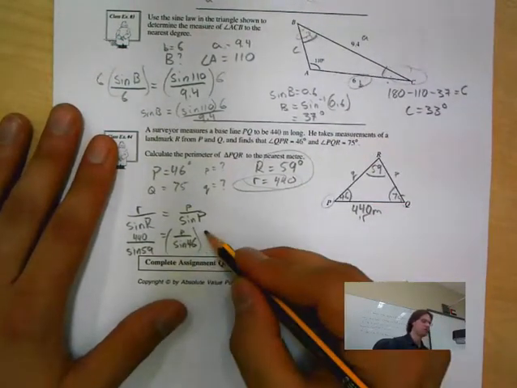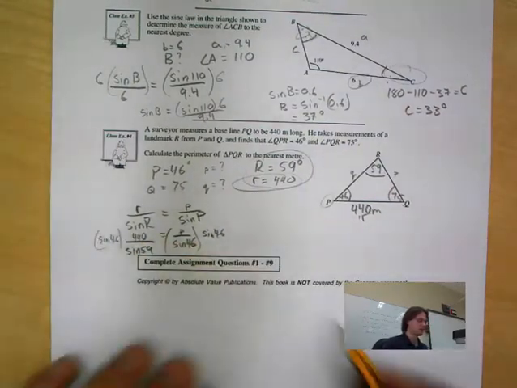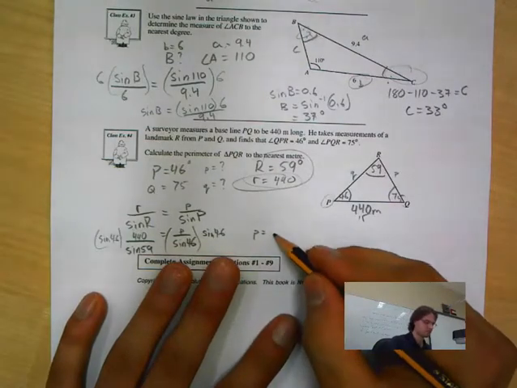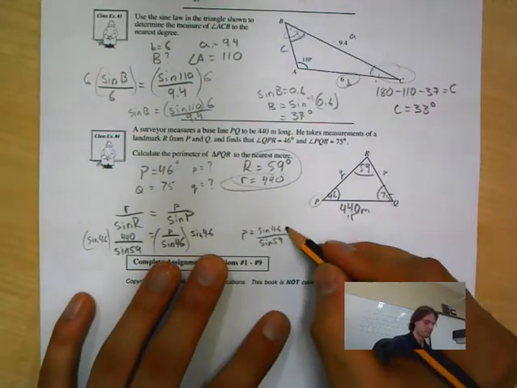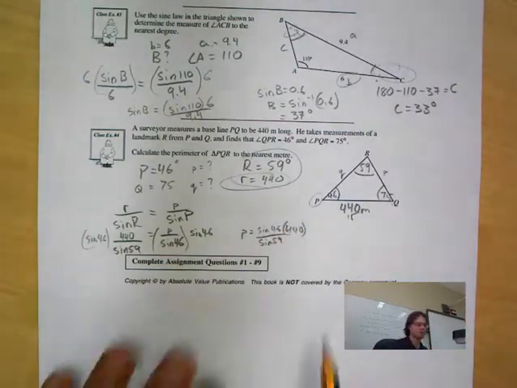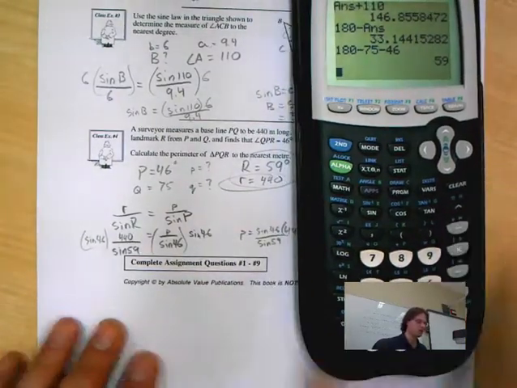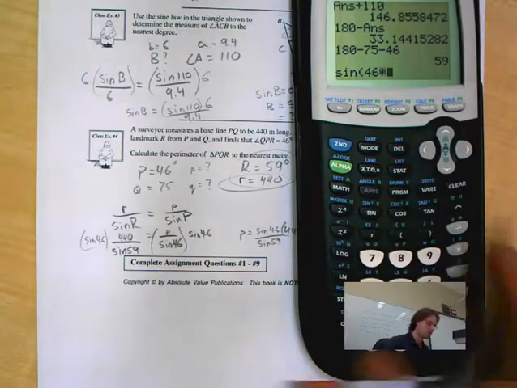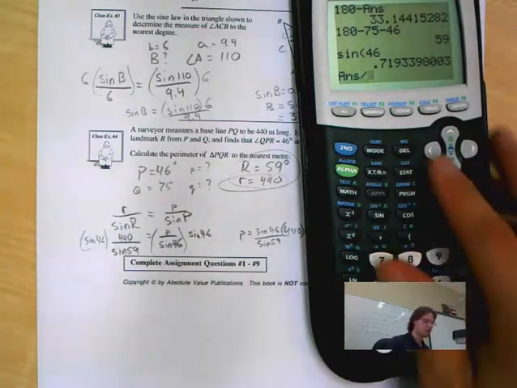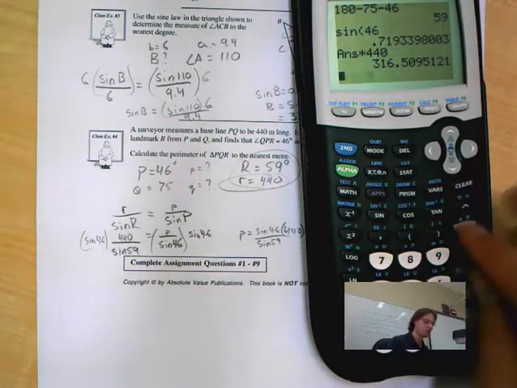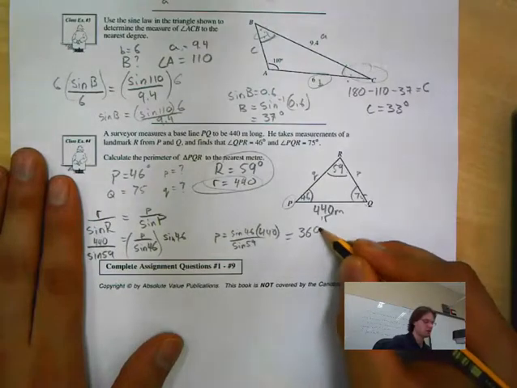Now we have to isolate for P, so we multiply everything by sine 46. And we end up getting P is equal to 440 sine 46 over sine 59. Now, one thing I don't want you guys to do is when you see this, don't cancel off the sine and just divide those. You actually have to type everything in. So I've seen those as some errors. So let's try this out here. I'm going to have sine 46 multiplied by 440, and then I'm going to divide it by sine 59. So I'm going to get 369. So P is equal to 369 meters.